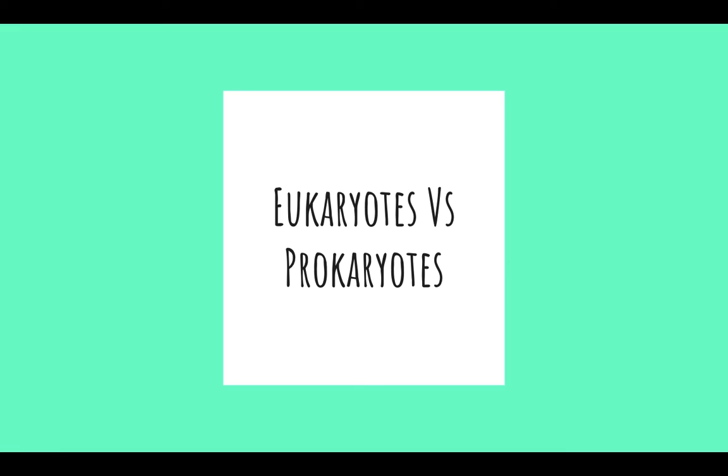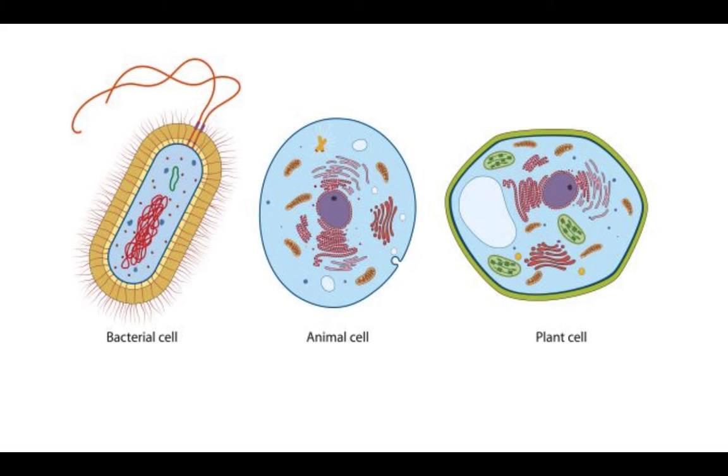Let's compare eukaryotes and prokaryotes. The bacterial cell here is representing prokaryotes, and then animal cells and plant cells are eukaryotic. So notice that the prokaryotic cell does not have a membrane-bound nucleus. It just has its DNA in this region called the nucleoid. Notice all of the membrane-bound organelles in the animal and plant cell, such as the mitochondria, the Golgi complex, the endoplasmic reticulum, and the plant cell has chloroplasts.